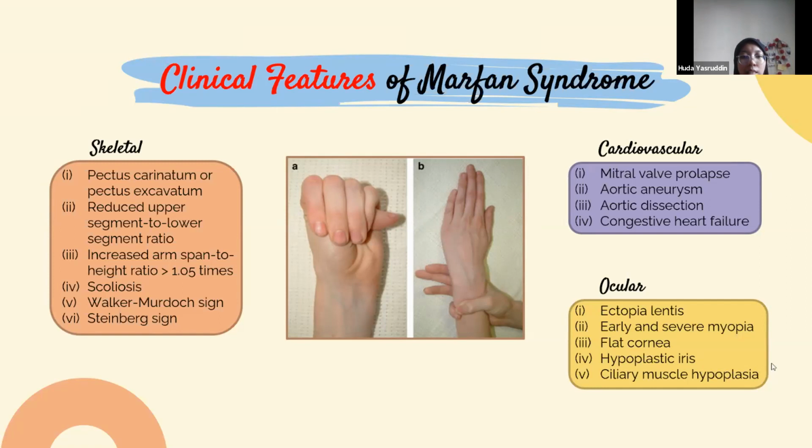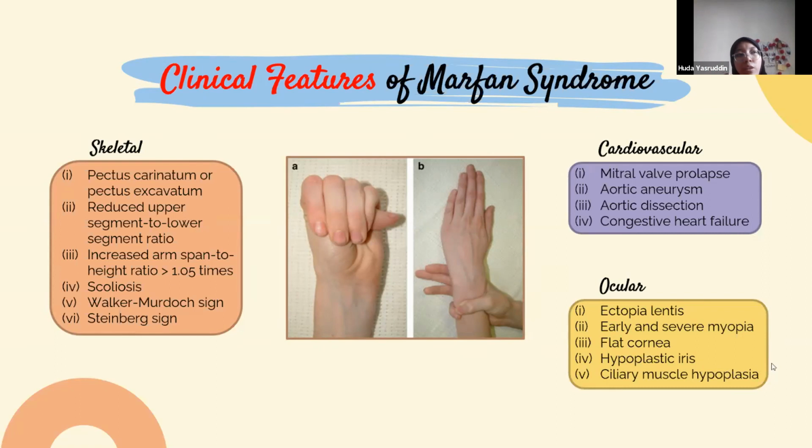For the Walker-Murdoch sign, you can see the picture at B. Usually we take our arm and circle our pinky finger and thumb around the wrist. If they overlap, that means there is a positive Walker-Murdoch sign. And then for the Steinberg sign, as in the picture at A, when the patient puts their thumb in the palm and closes their four fingers, usually the thumb will not extend beyond the ulnar border of the patient's hand.